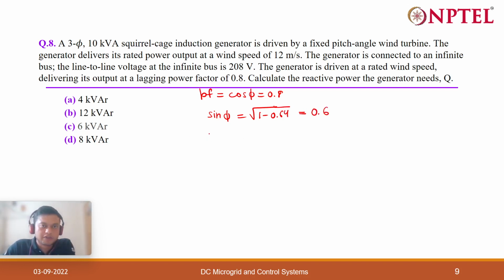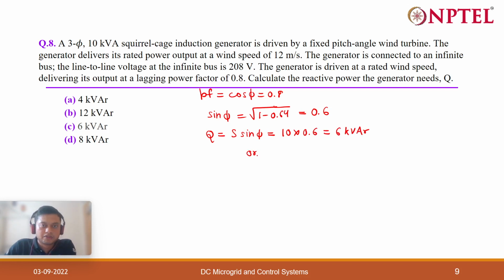So the reactive power will be Q is equal to S into sin phi, and we have the apparent power given as 10 kVA. So 10 kVA into 0.6 comes out to be 6 kVAr.